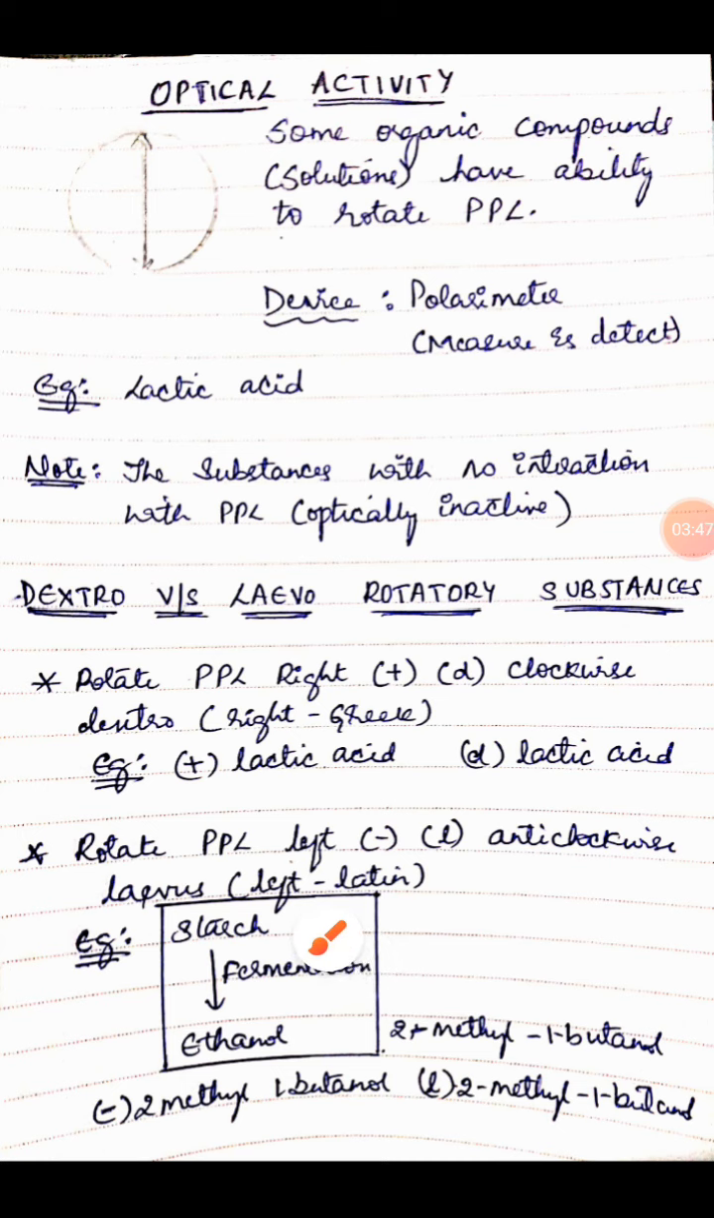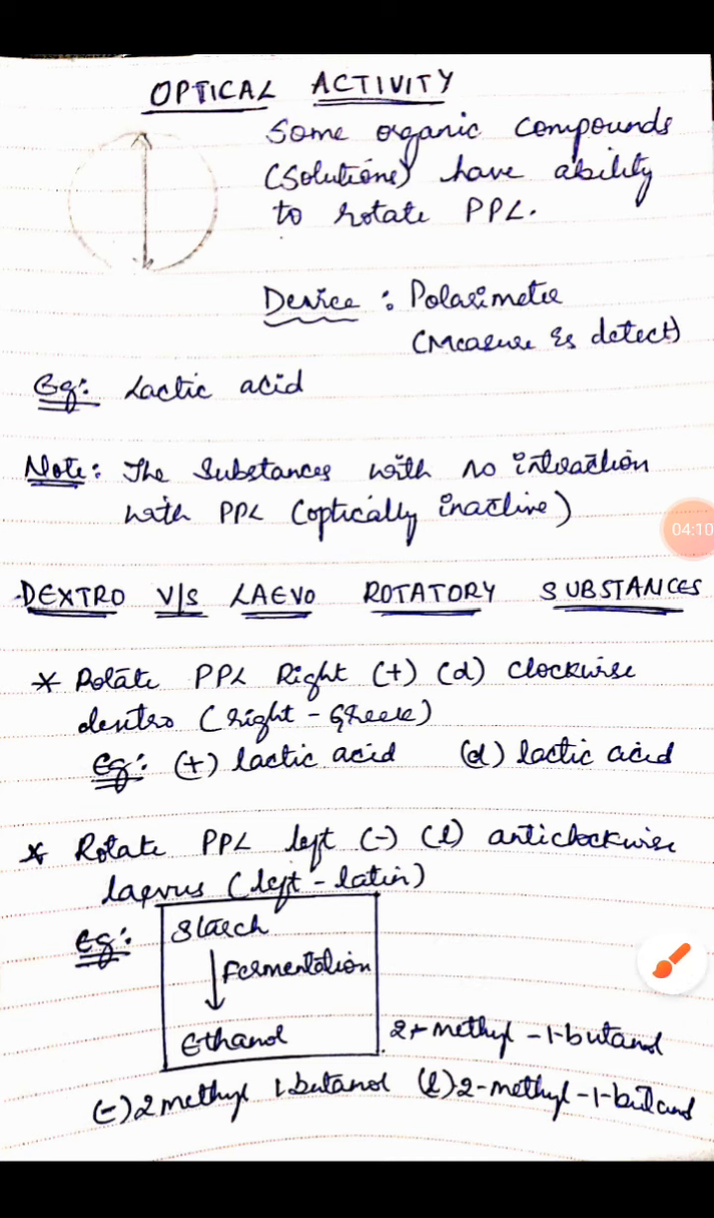The example is the fermentation of starch to ethanol. During this process, you get a product called 2-methyl-1-butanol. This product has the ability to interact with the PPL and rotate it towards the left. Hence, it is minus 2-methyl-1-butanol or small l 2-methyl-1-butanol.